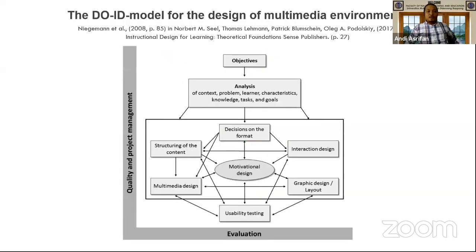So here the first model, we have the Dick and Carey ID model for the design of multimedia environment. Well, in the first step, we design the objective, and then we analyze, in this case, what is the context, what is the problem, and then what is the learner characteristic, knowledge, task, and goal. And then after that, we make a decision format, interaction design, structuring of the content, multimedia design, graphic, usability testing, and then the last phase here, the evaluation.